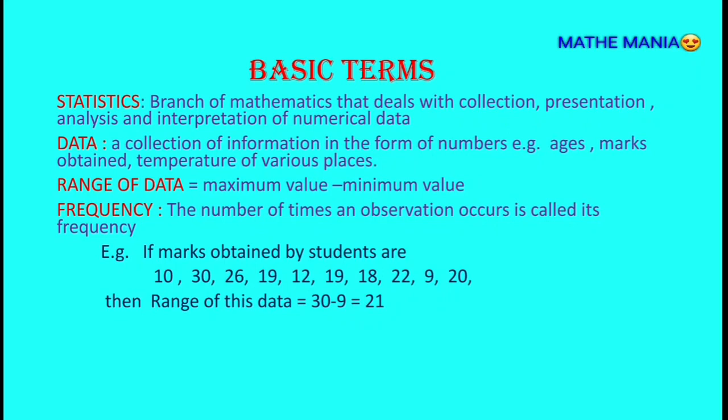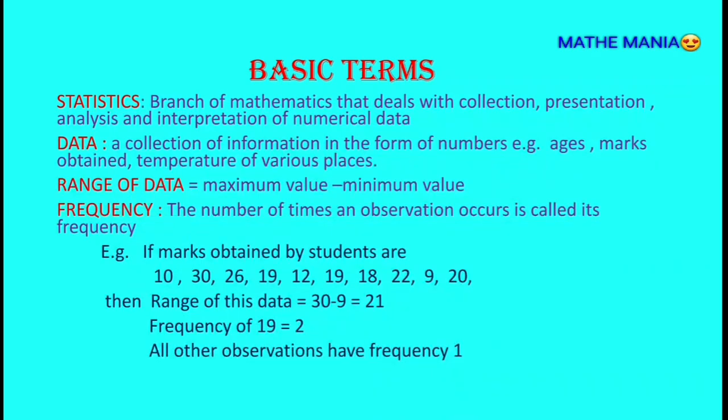Again, we can also find the frequencies of various numbers from here. If I take a number 19, this number occurs 2 times in this data, if you can observe. So, frequency of 19 will be 2. Now, if you carefully observe the other numbers, they all are occurring only once, and so the frequency of all other numbers will be 1. Each number or each term of the data is called an observation.